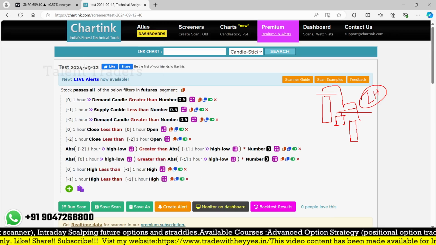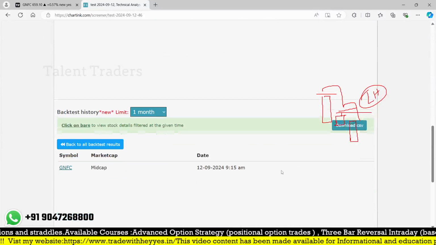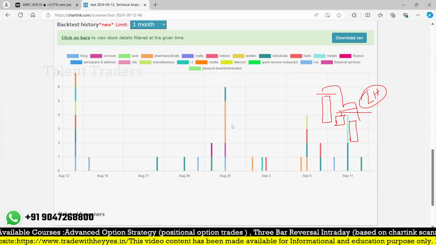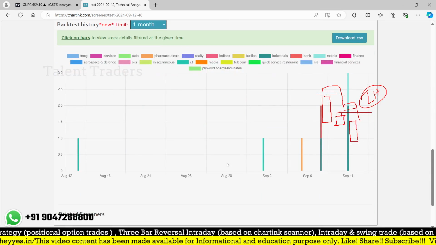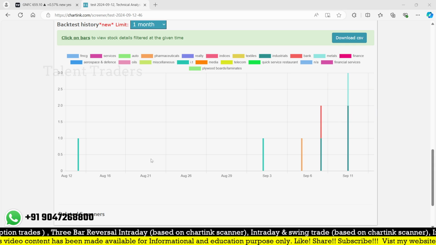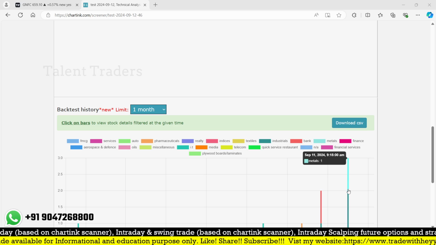This is one more thing: -1 is less than -2. If you do this, we get only a few stocks from this backtest. If we change it and run this, we will get only a few stocks. So mostly the scanners will help you find a very small number of stocks. Maybe here you can see what would happen.